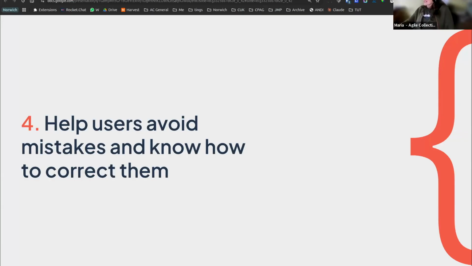Someone, Sanjeev, has pointed to the GDS design system, which, as always, has some great advice: validate with how people may write, not what your system expects.